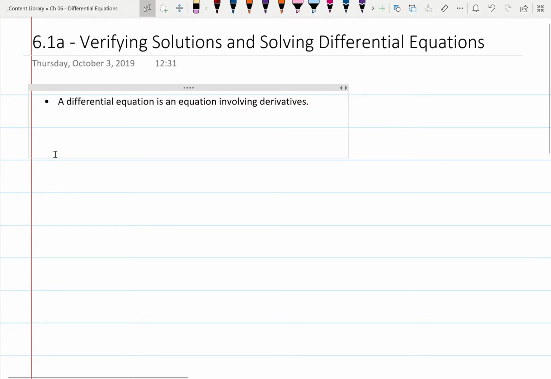Instead, we're talking about something like this: dy over dx equals x squared. That's an example of a differential equation. Another one would be y prime is equal to dy over dx. If I say y prime is equal to dy dx, we know that at times we've used that to stand in for dy dx.